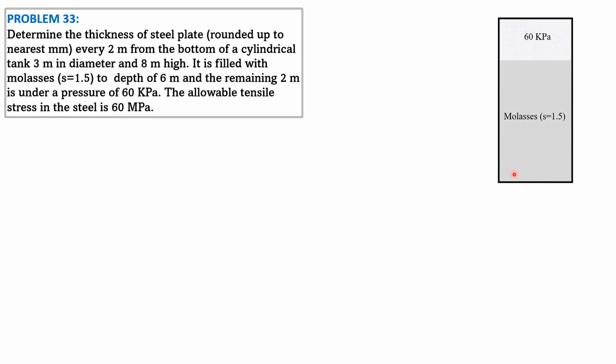So for the solution, let's have the figure to serve as our guide in the analysis. So we have the tank, 3 meters in diameter, filled with molasses to a depth of 6 meters. This 2 meter space would be airspace, and it is subjected to 60 kilopascals pressure as shown. So for the formula for tensile stress, cylindrical tank, it is pressure times diameter over 2T. That's the point at the bottom. And let's call the pressure there P sub O. So thickness is pressure times diameter over 2 times allowable tensile stress. So this is our working equation.